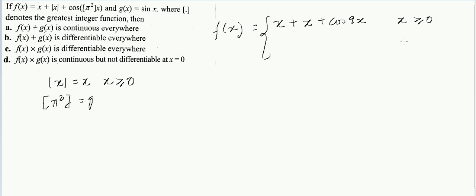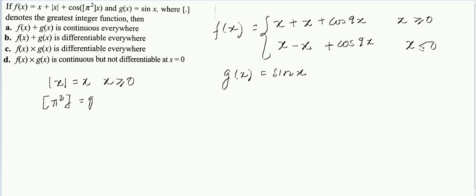While when x is less than equal to 0, the function takes the form of x minus x plus cos 9x. So in other words, f of x is 2x plus cos 9x when x is greater than equal to 0, and just cos 9x when x is less than equal to 0. Now g of x, as you can see, is just a simple sine function. It does not change.